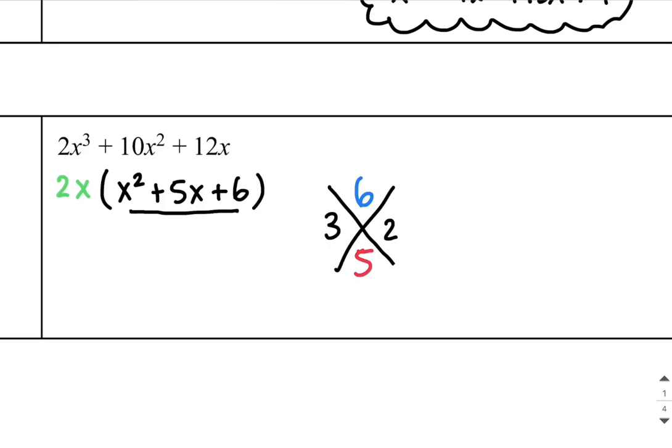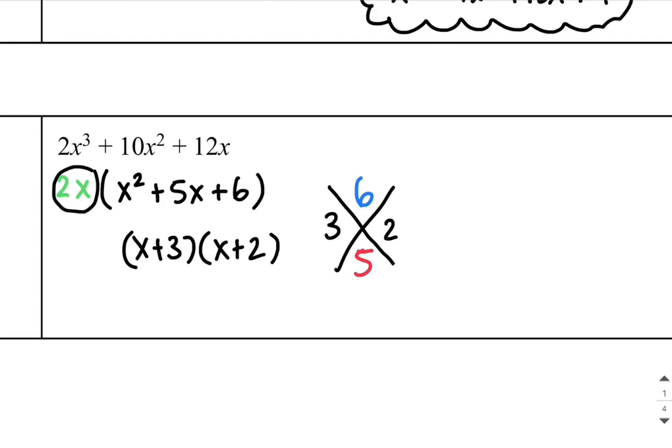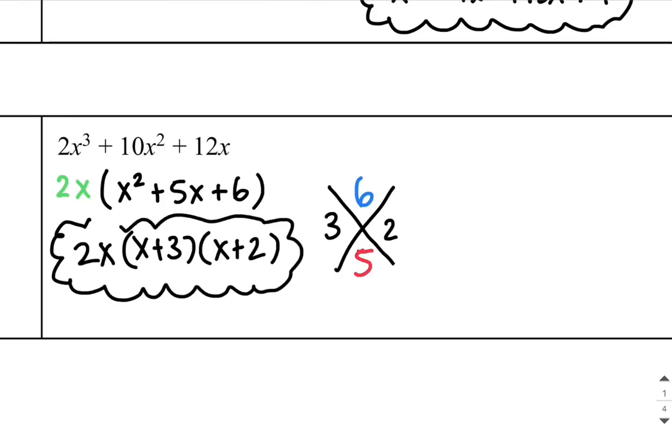So this quadratic expression, since a is equal to 1, breaks down immediately into x plus 3 times x plus 2. And I can't forget about this 2x that I took out, so I need to include it in my factored form. This is the factored form of the standard form that was given to me.